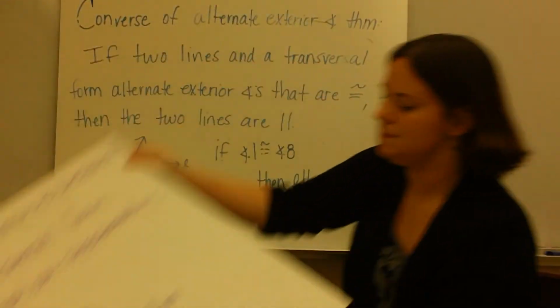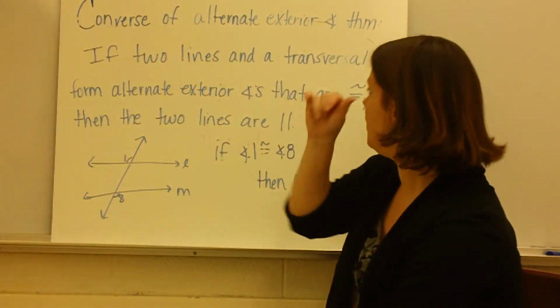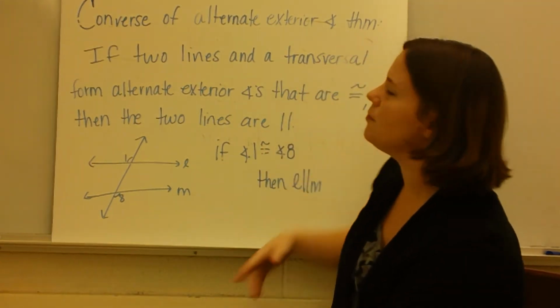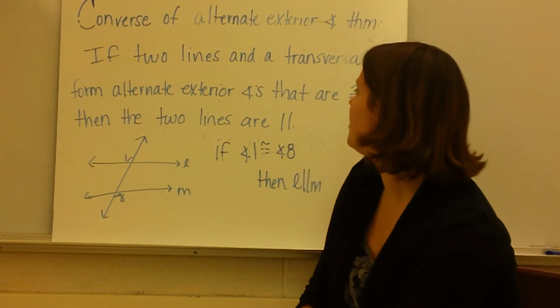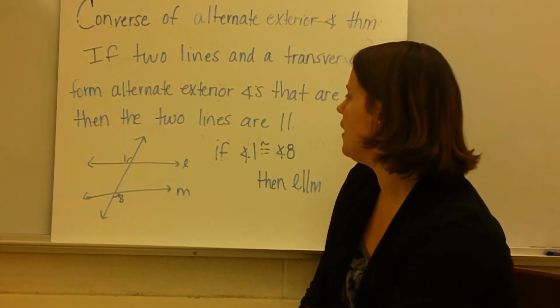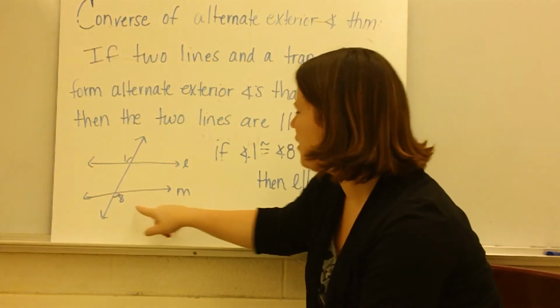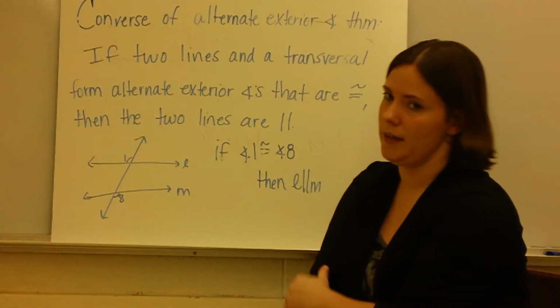And then finally, the converse of the alternate exterior angle theorem. If 2 lines and a transversal form alternate exterior angles that are congruent, then the 2 lines are parallel. So if I can say angles 1 and 8 are congruent, then lines L and M are parallel.